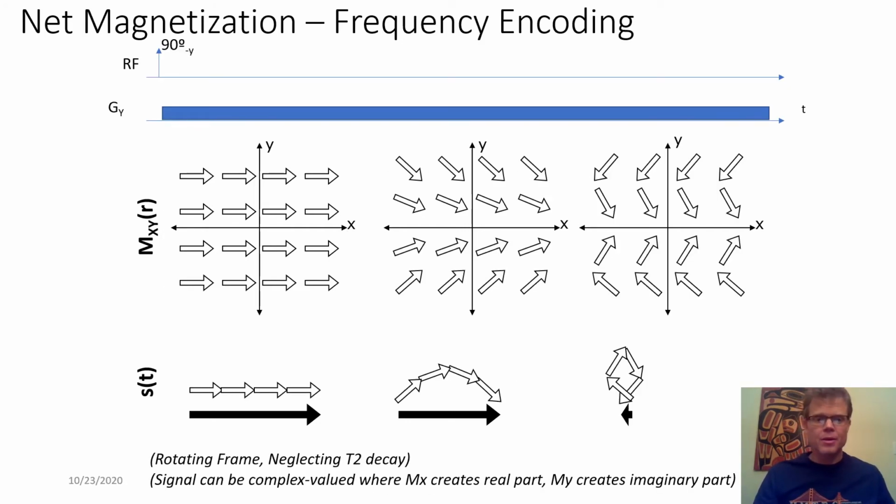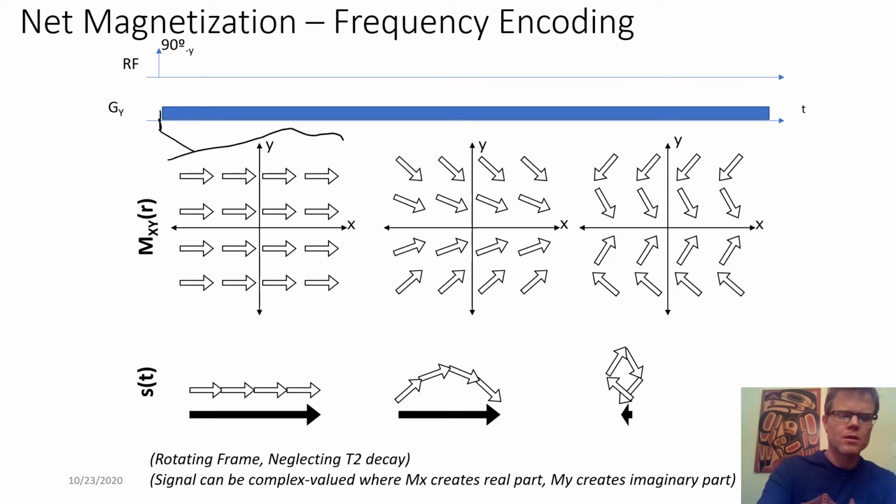Now when we add a magnetic field gradient, and this time I've added it in the y direction, because by convention we usually use Gx for frequency encoding, but physically we can move it between any different direction that we want. And so what happens now is that you can see over time here, this first picture corresponds to just after the RF pulse, when all the net transverse magnetizations are pointing in the same direction.